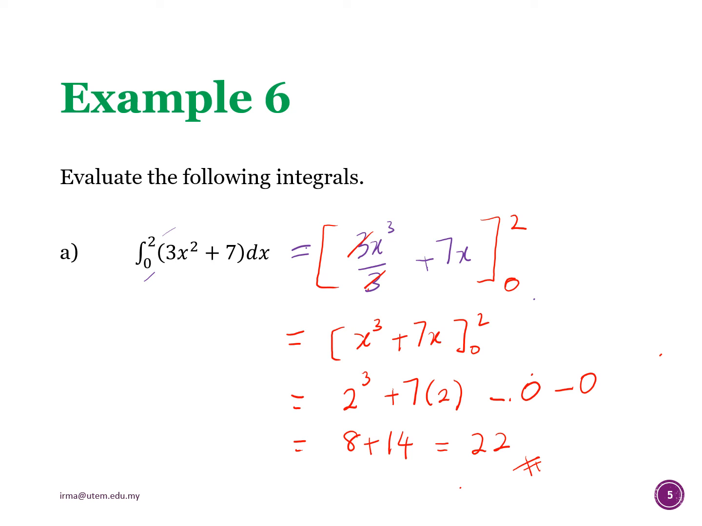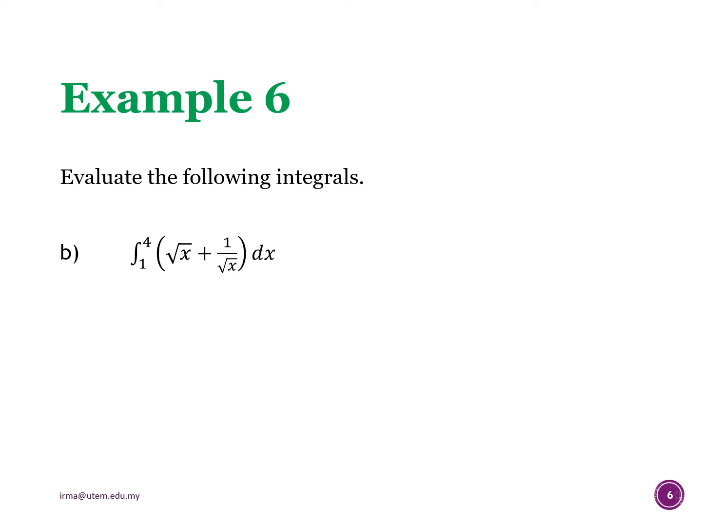Okay, so let's move to question B. Again, this is the definite integral. So integrate as usual. But before we integrate, since we have the square root there, we just change it to powers. X to the power of half plus x to the power of negative half.